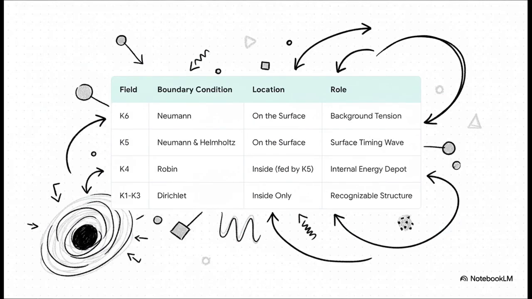And look, this isn't just some hand-wavy conceptual idea. The model lays this all out with precise mathematical rules. They're called boundary conditions. The best way to think about it is like the skin of a drum. The rule for the matter fields K1 through K3 is like fixing the edge of the drum so it can't move at all. But the rule for K6 and K5 is like leaving the edge free to flap. These rules dictate exactly how energy and phase flow from the outside in.